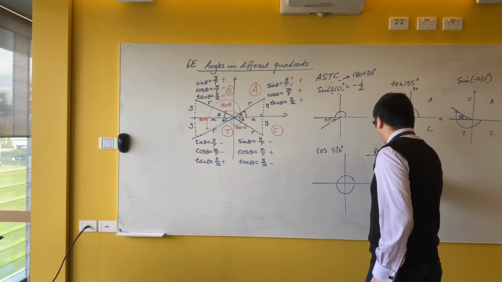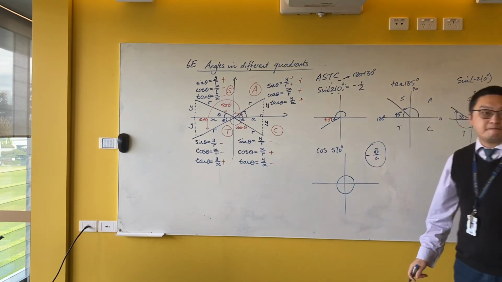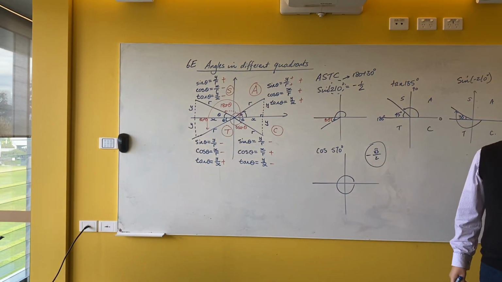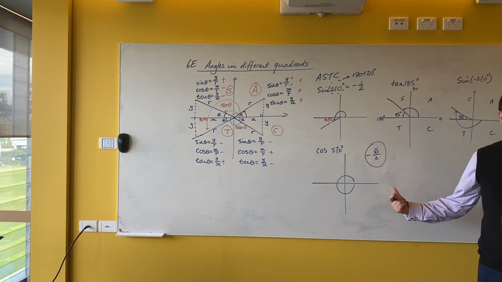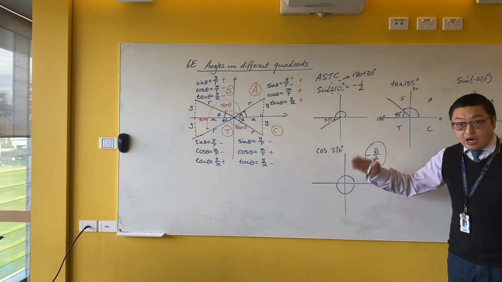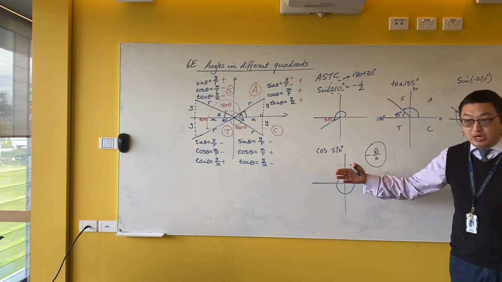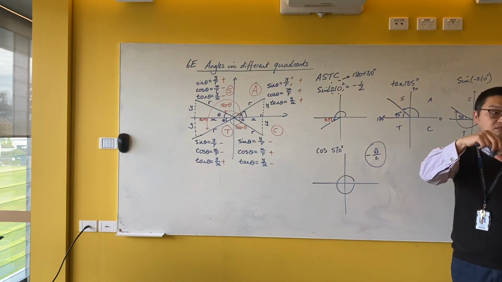It's root 3. This is what I mean by last week. We need to be very, very quick and proficient in 30, 45, 60. Negative root 3 over 2. Perfect. Even though we're dealing with a large angle, ultimately when you break it down, you are dealing with 30, 45, 60.